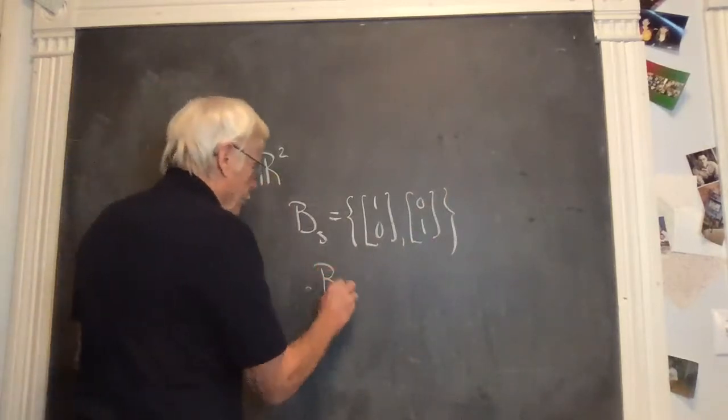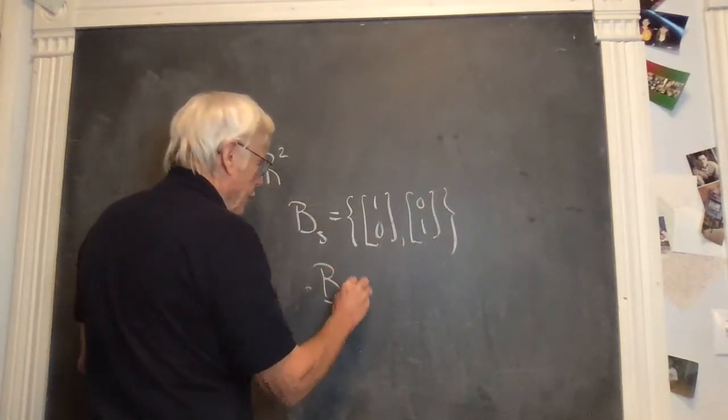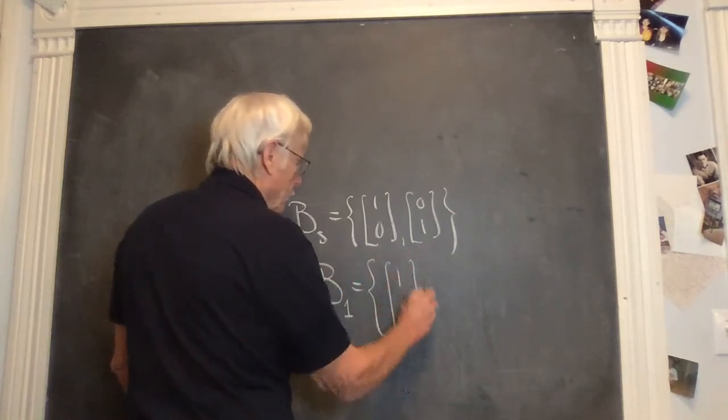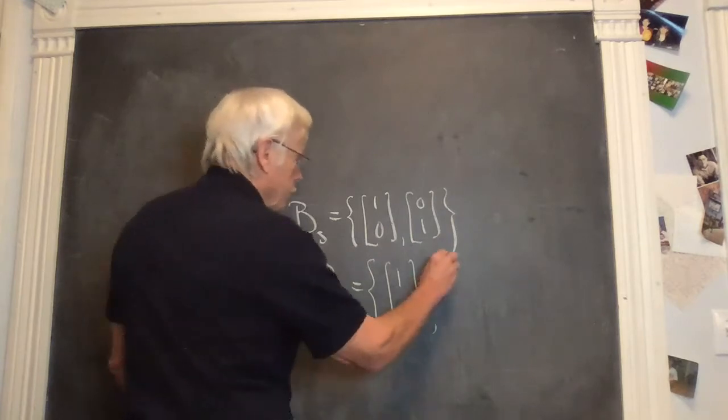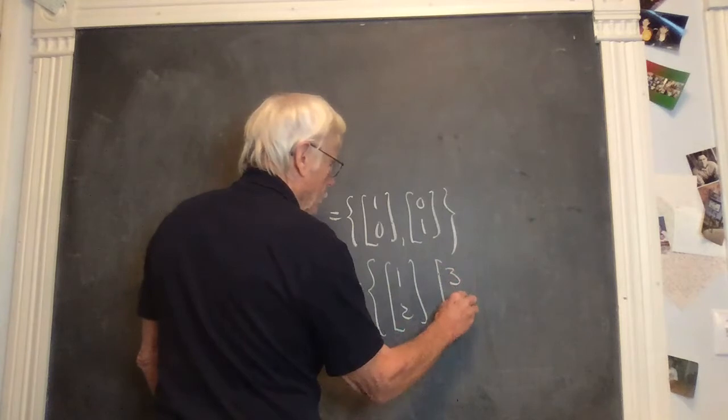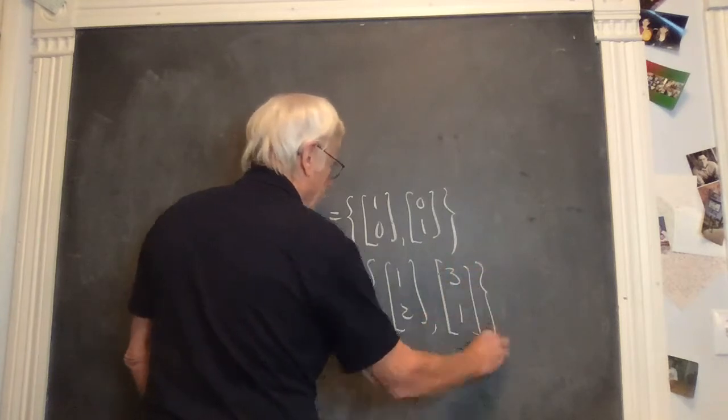And somewhat at random, let's create a new basis. Any two linearly independent vectors will be a basis. So (1, 2), and let's say (3, 1). This would also be a basis.